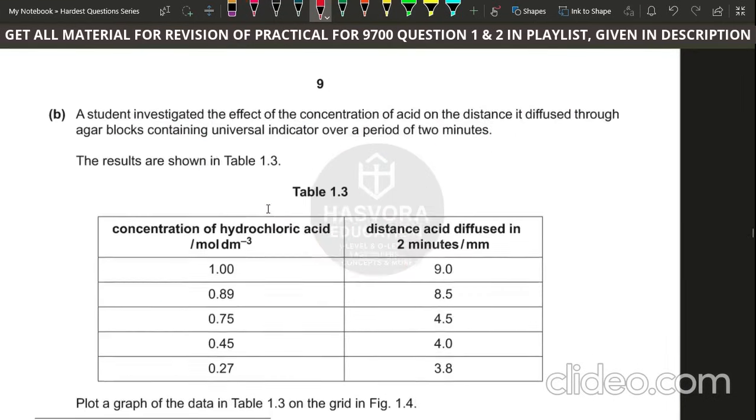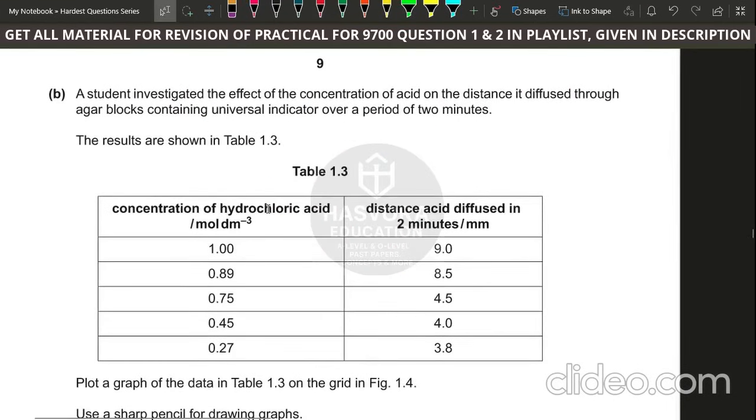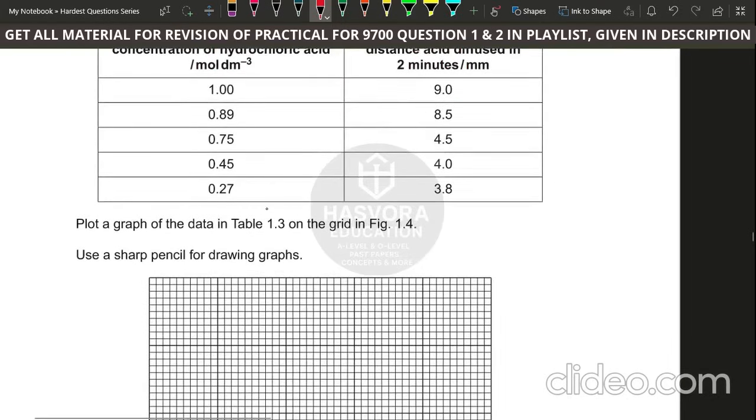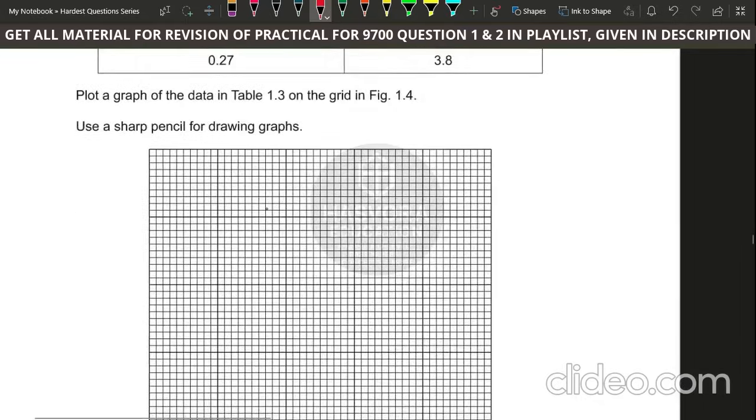Perfect. Let's move on. Now we just have to make the graph. Okay, we are done with the experiment, so this is the easy part. A student investigated the effect of concentration of the acid on the distance it diffused through the agar blocks containing the universal indicator over a period of 2 minutes. So they have given you, this is your independent variable and the other one is your dependent variable. Okay, so plot a graph of data in table 1.3 on the grid in figure 1.4. Use a sharp pencil for drawing graphs.